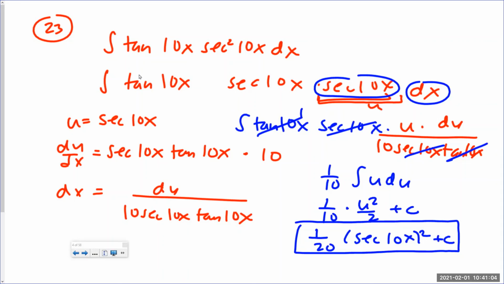I would think most of you guys would have set u equal to tangent x. Did most of you do that? Because that one's a little bit easier to do, okay? If you had set your u equal to tangent 10x, that one works out a little bit nicer, okay? 24.